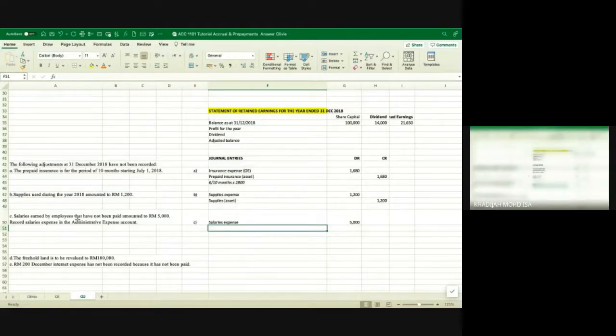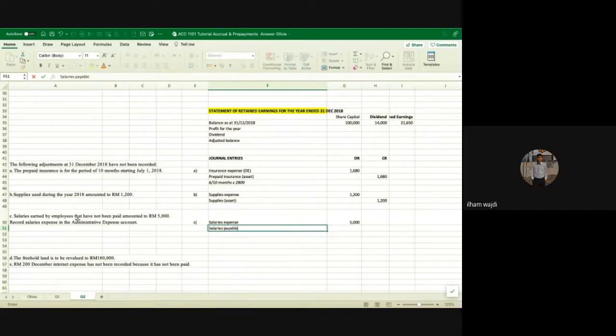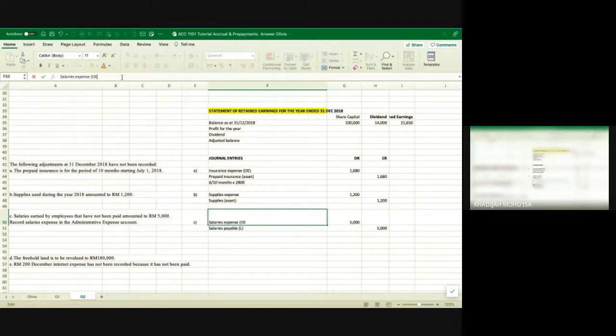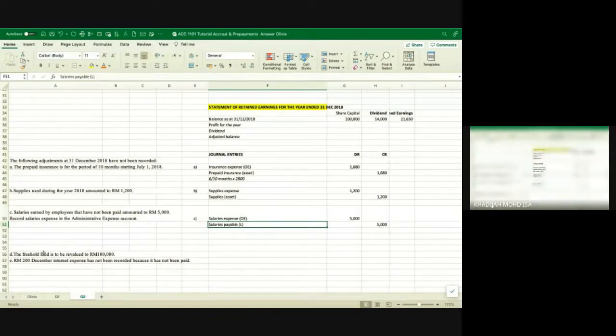So do you have to pay the salary? Yes. You have to pay the salary later. That's why it's salaries payable 5,000. So when you are not sure, of course you put here as your salary payable is a liability. Salary expense is part of your owner's equity. So now you have salary expense of 5,000 and then you have salaries payable of 5,000. Okay, let's look at it. Is this clear for everyone?